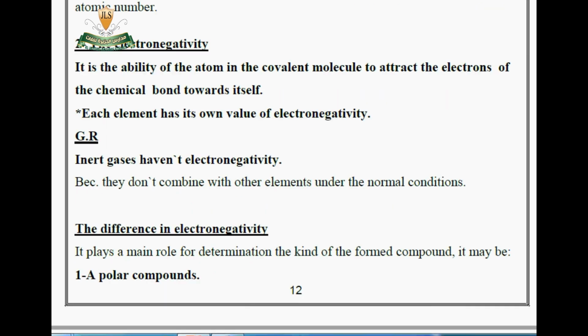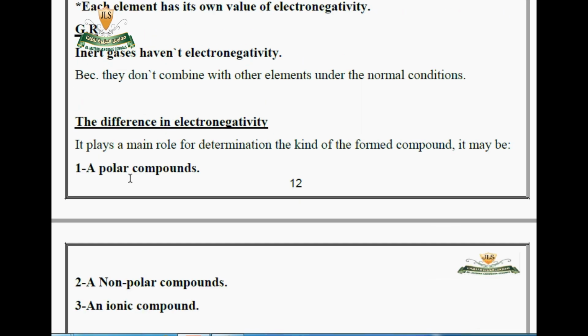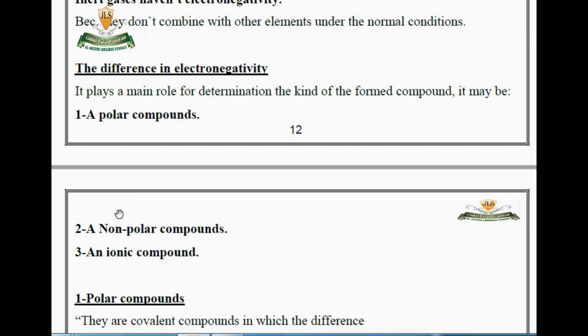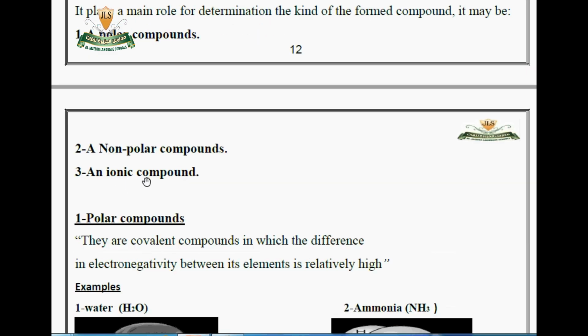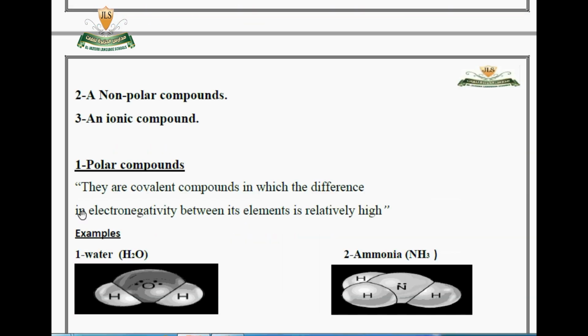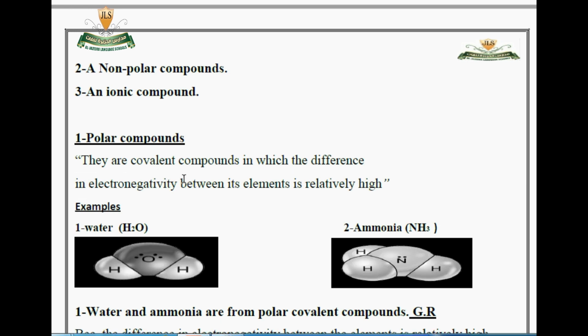The difference in electronegativity plays the main role in determining the kind of the formed compound. So the types of compounds according to the difference in electronegativity: number 1, polar compounds; number 2, non-polar compounds; number 3, ionic compounds. Number 1, polar compounds are covalent compounds in which the difference in electronegativity between their elements is relatively high.